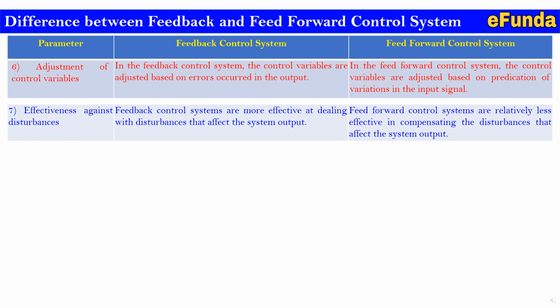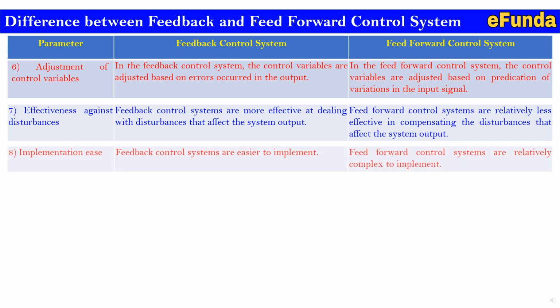Feedback control systems are more effective at dealing with the disturbances that affect the system output, whereas the feed forward control systems are relatively less effective in compensating the disturbances that affect the system output. Eighth, implementation. Feedback control systems are easier to implement. Feed forward control systems are relatively complex to implement.